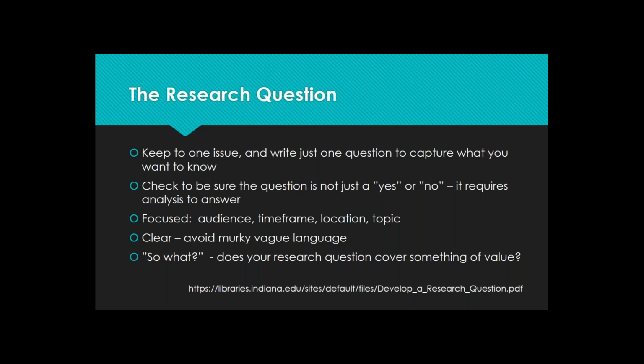So you want to avoid murky, vague language. And by that I mean, if you put a lot of ands and ors into your research question, it's going to start to get more vague. So you might have to have an and or an or in your question, but you want to try to limit those down to as few as possible. You also probably don't want to put in many qualifiers or adjectives in your research question.